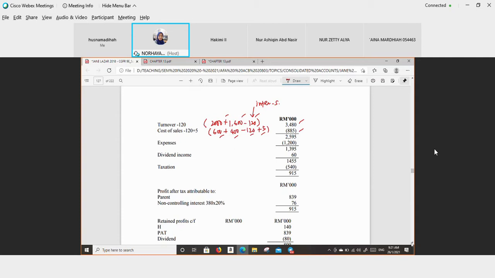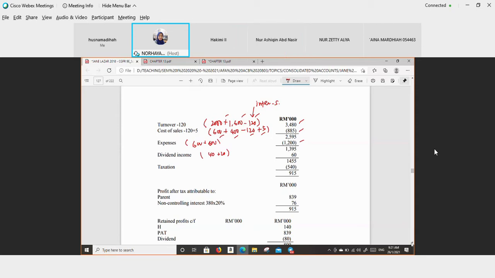So be careful. Next, Shikin, expenses? 600,000 plus 600,000. And then dividend? Dividend 40,000. Plus 20,000. What is this? Dividend income from whom? From whom?